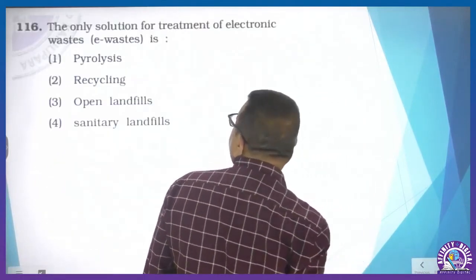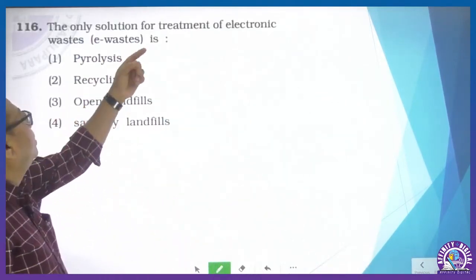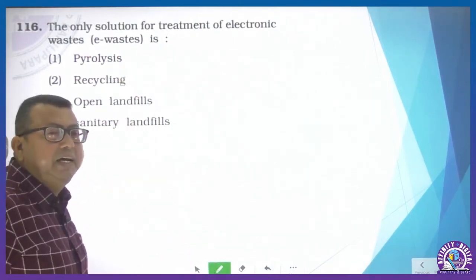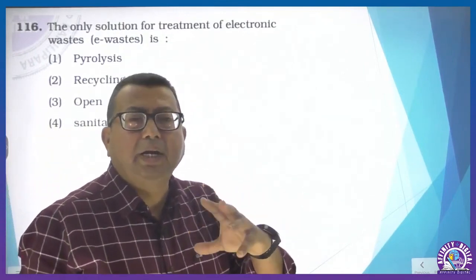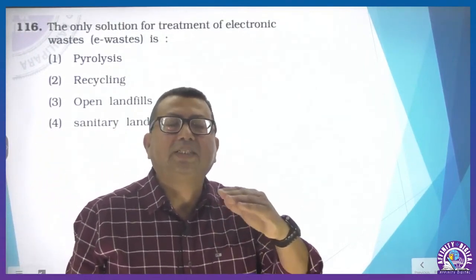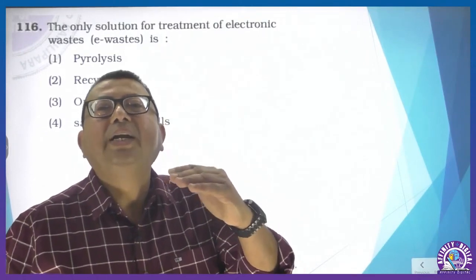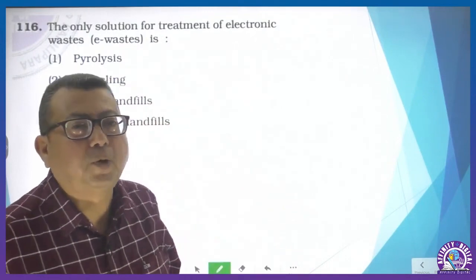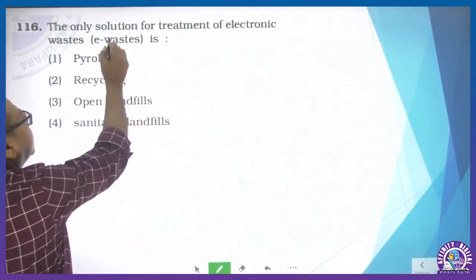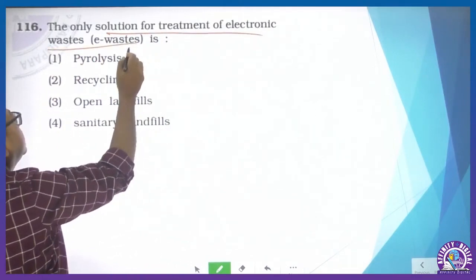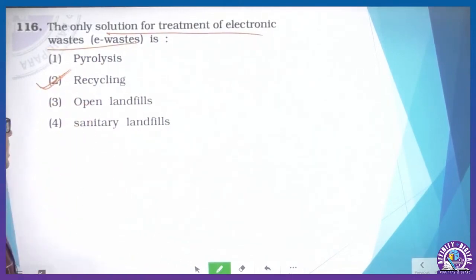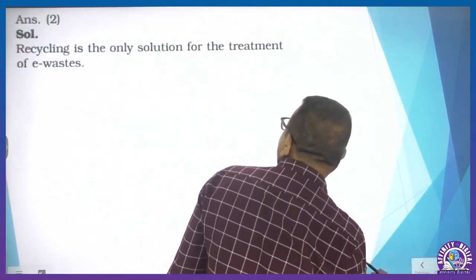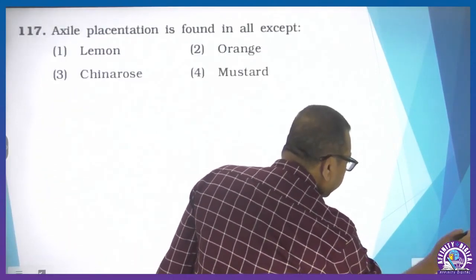Okay. Next question. The only solution for the treatment of electronic waste is pyrolysis. What is pyrolysis? Heating of biomass at a very high temperature, that is 500 degrees Celsius or even above, in the absence of oxygen is called pyrolysis. But here, the only solution for treatment of electronic waste is nothing but what? Recycling. So the answer for question number 16 will be option number 2. Recycling is the only solution for treatment of electronic waste.